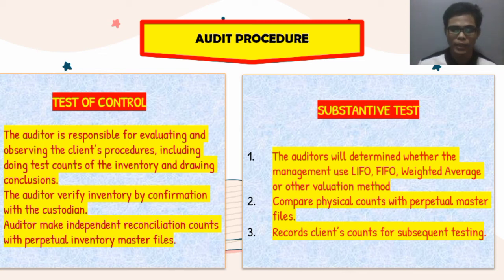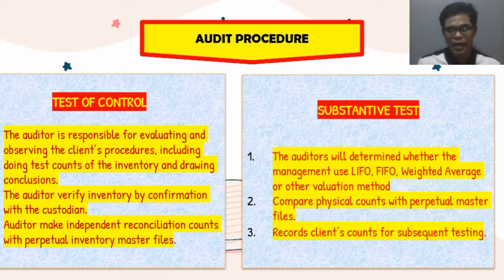the person in charge of the custody of the inventory. The auditor can make confirmation with the custodian to ensure whether the inventory is accurate or not. The last one is the auditor makes independent reconciliation of the account with the perpetual inventory master file.